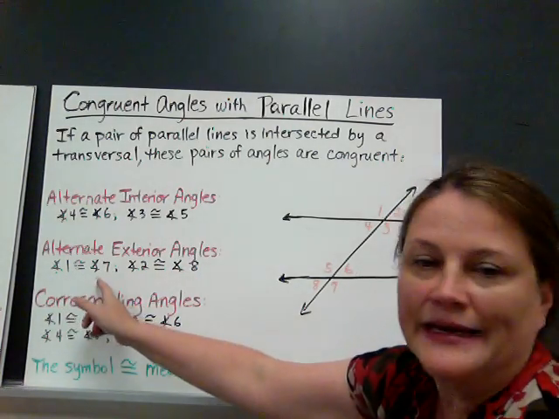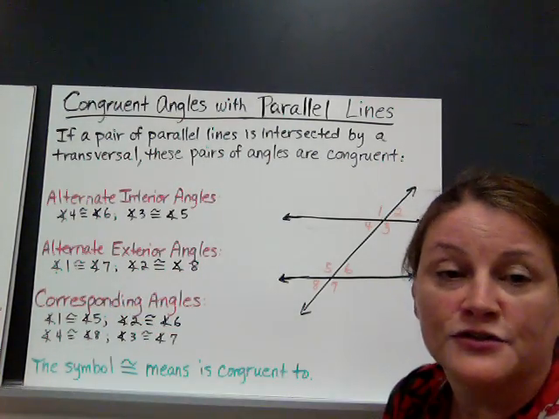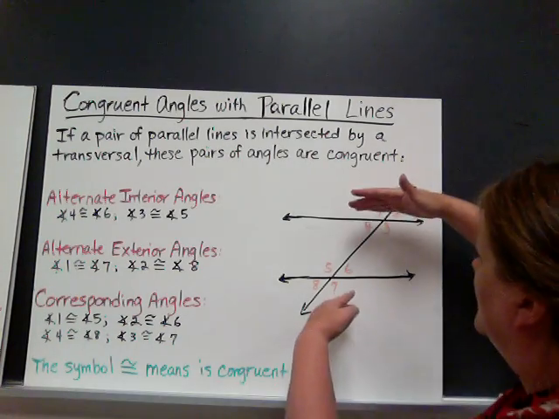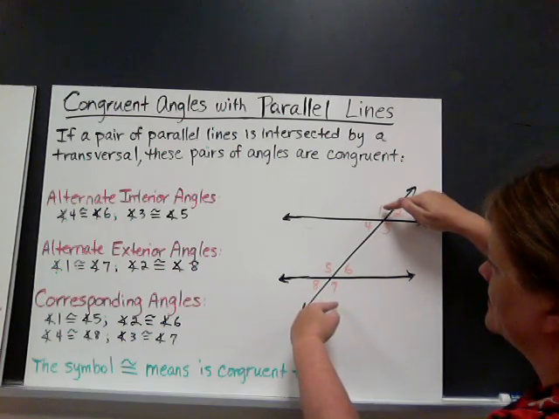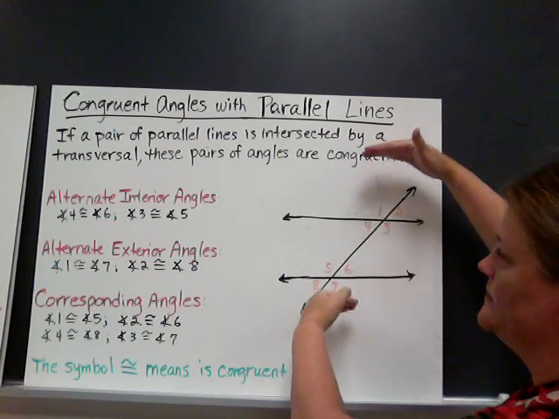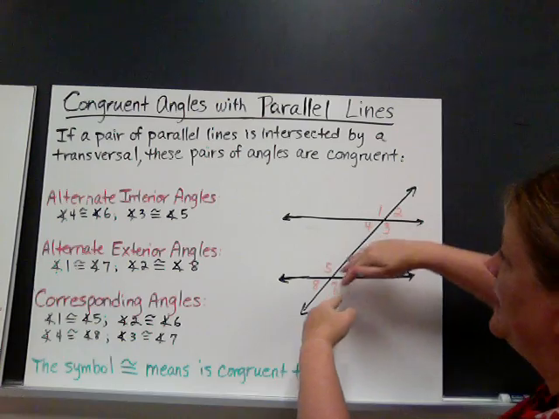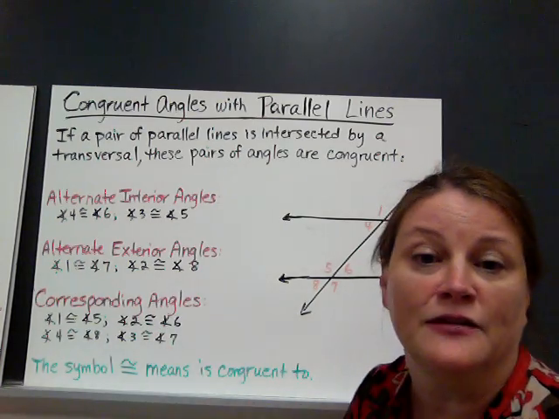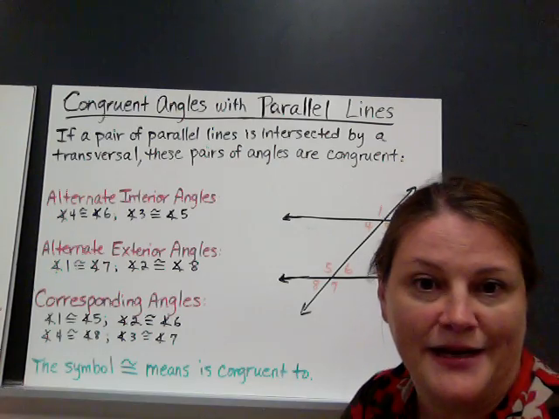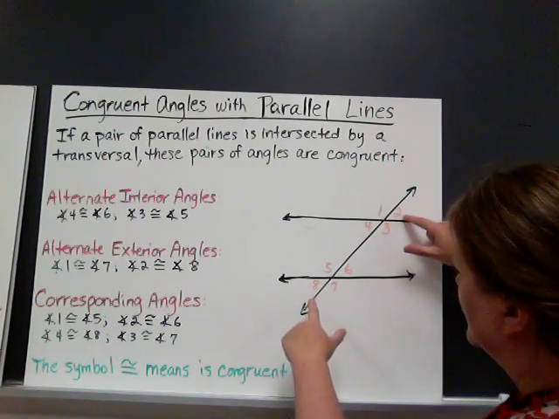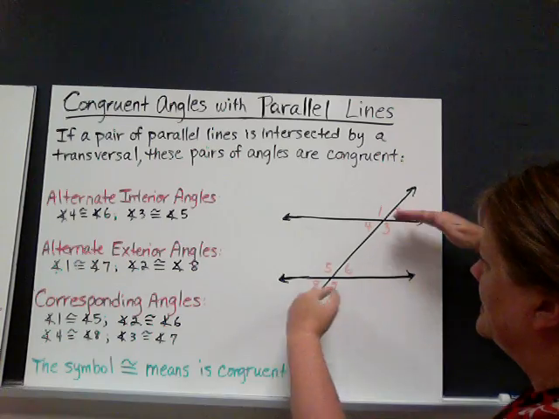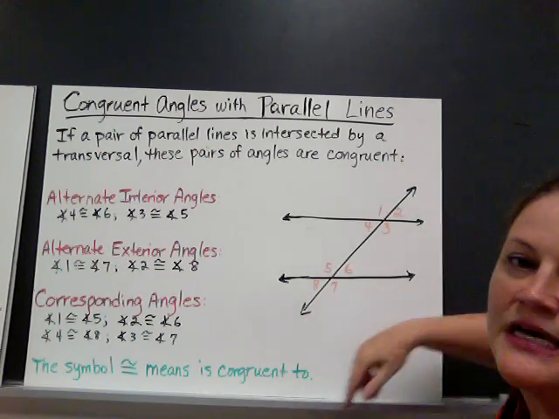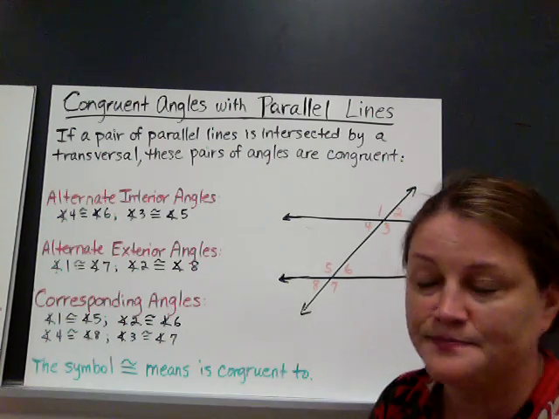Angle 1 and angle 7, those are both alternate exterior angles. Let's see where they're located. 1 and 7, right here. So they're on the outside of these parallel lines on opposite sides of that transversal. Same thing if I look at angle 2 and angle 8. Angle 2 right here and angle 8 right here. Again, they're outside the parallel lines on opposite sides of the transversal.